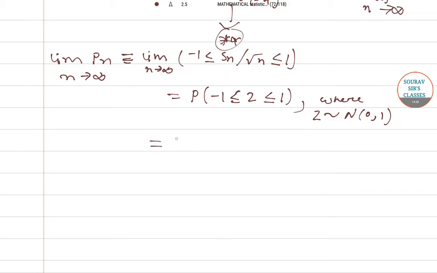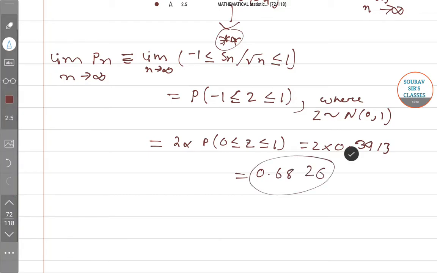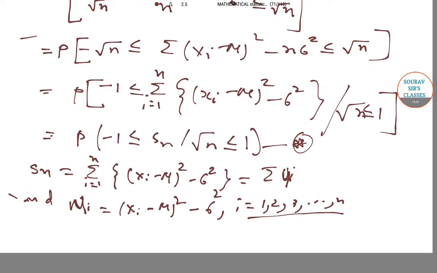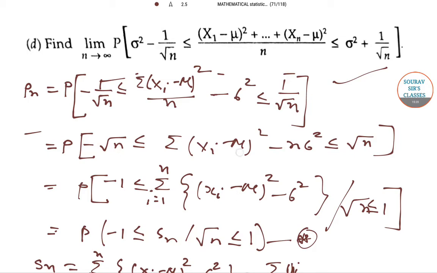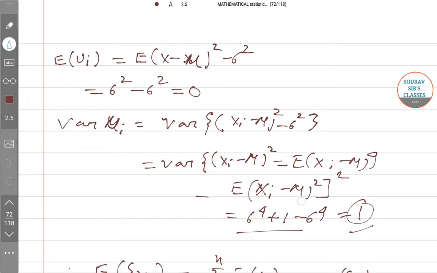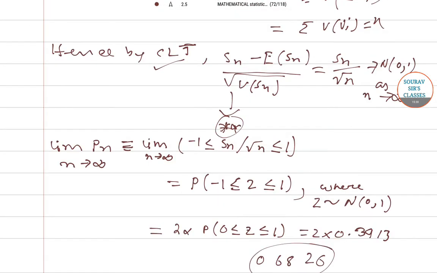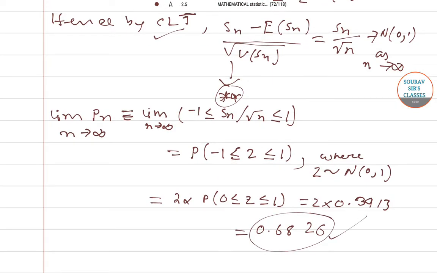Now if you simply put the value, we'll get it to be equal to 2 into P of z between 0 and 1, which is equal to 2 into 0.3413. So we get the value to be 0.6826. So we have solved this question. Now we'll go to the question again. We had to solve this limit, and we have found the value to be 0.6826.